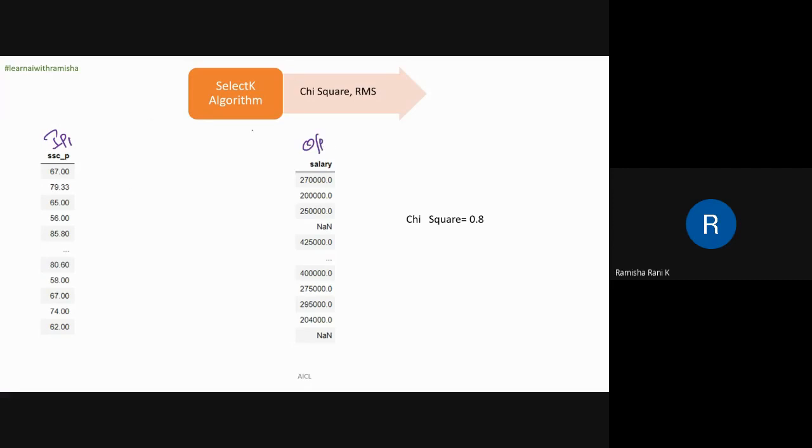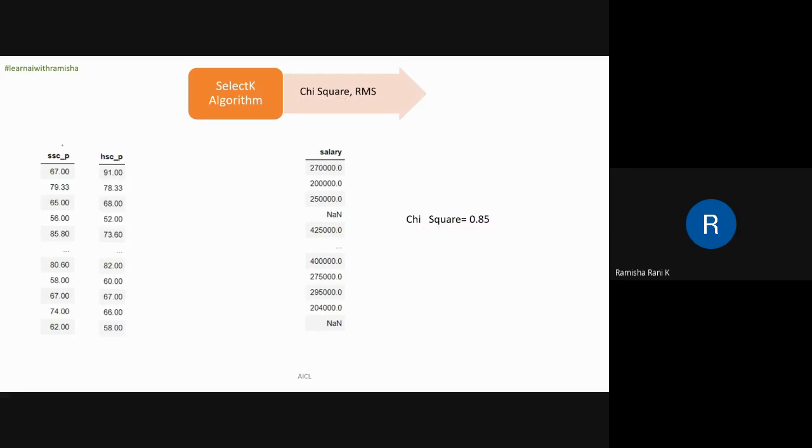So in this select K algorithm, first we are going to introduce only one input. We are going to create a machine learning model with the help of chi-square between this input 1 and output. At that time you may have a chi-square value of 0.8, so it will store it in memory. In the second step, it's going to add one more input to that model: input 1, input 2, and output. Now the accuracy increased to 0.85.